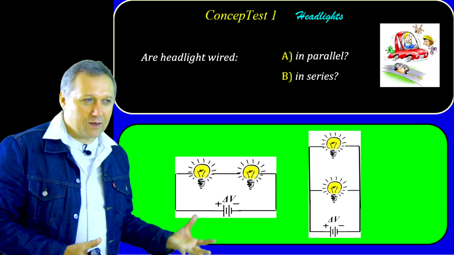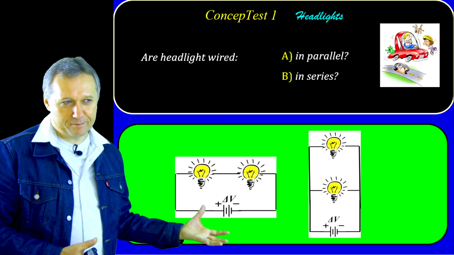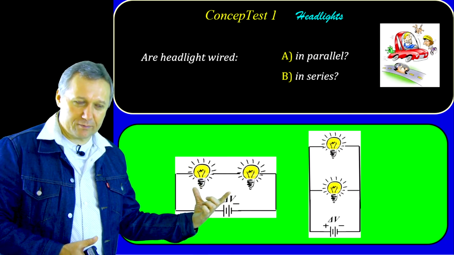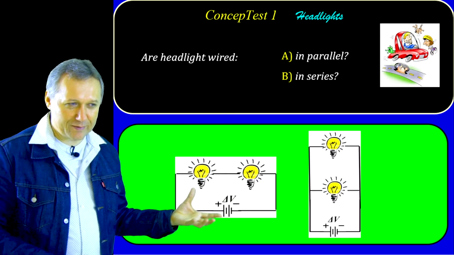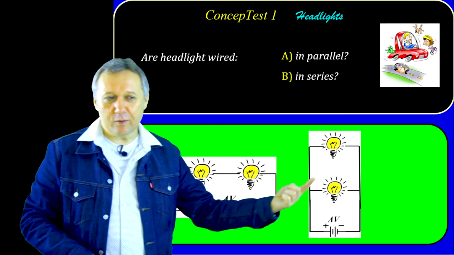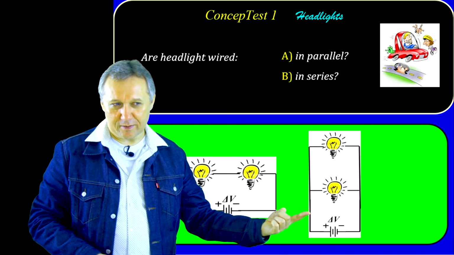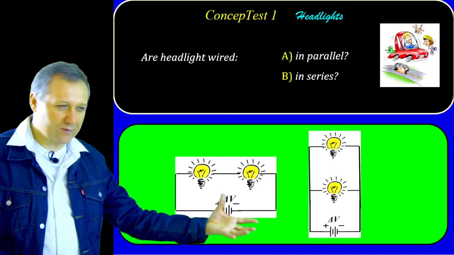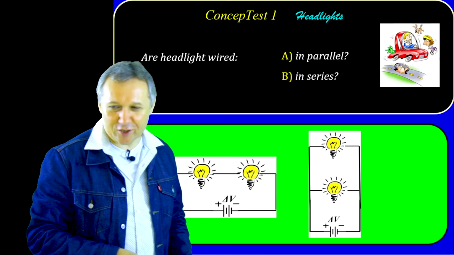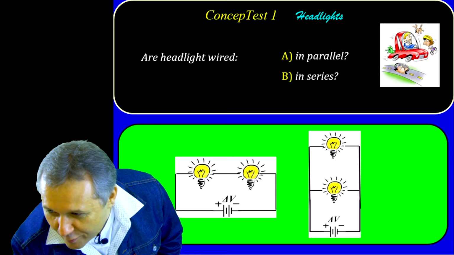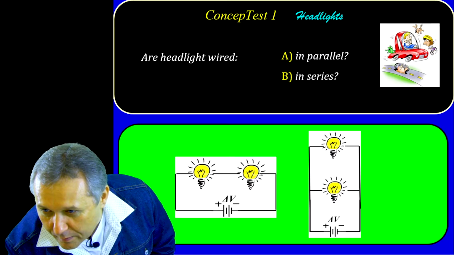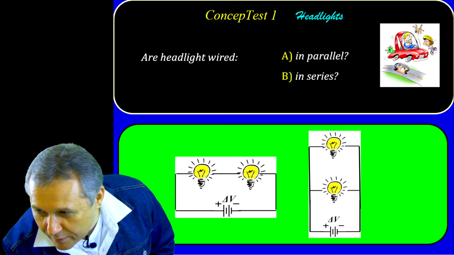Headlights of a car. How should we wire them? Two headlights, of course, 2 bulbs. Should we wire them like this, in series? Or should we wire those bulbs like this, in parallel? With the same battery, right? So again, the poll is in the chat. So far I don't see you are active in the chat, so it should be right there. Let me also switch to the chat.